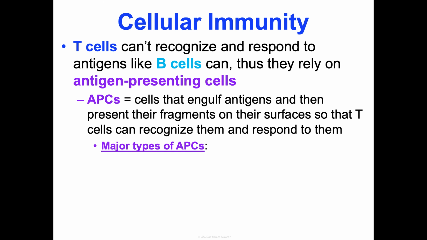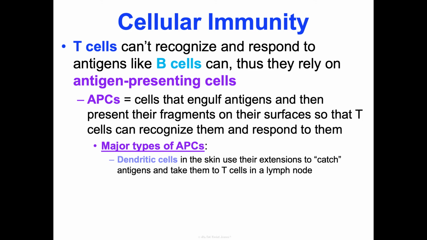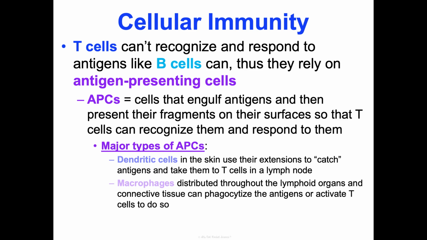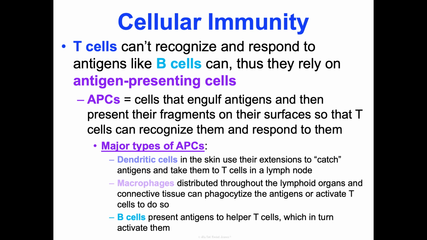So the major types of APCs are the dendritic cells in the skin we talked about in unit concept 1, that use their cytoplasmic extensions to kind of catch antigens and take them in. And then they'll bring them to T cells through the lymphatic vessels and meet T cells in the lymph nodes, where your lymph nodes are then filtering the lymph, and the T cells can hopefully attack them there. There's also macrophages that are APCs. Macrophages are distributed throughout the lymphoid organs and connective tissue, and they help phagocytize the antigens or activate T cells to do so. And then B cells present antigens to helper T cells, which then can in turn activate those.